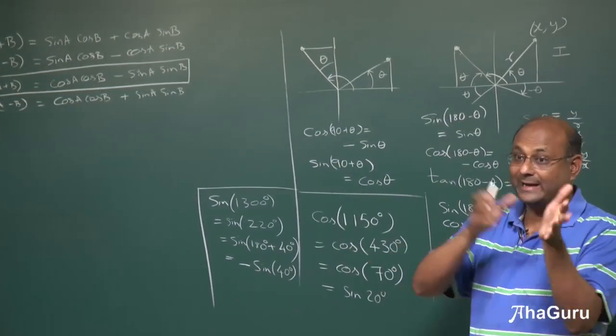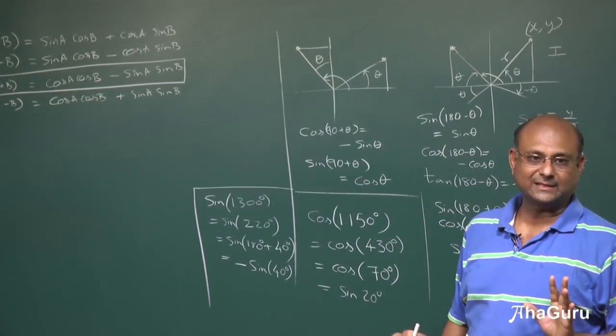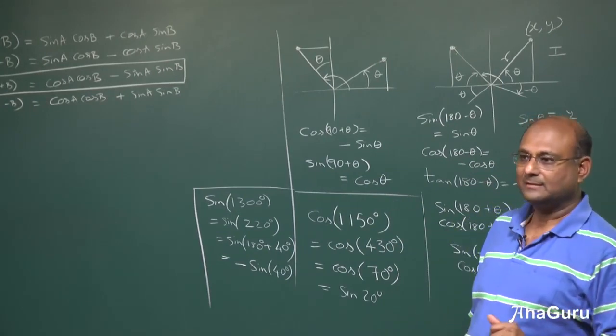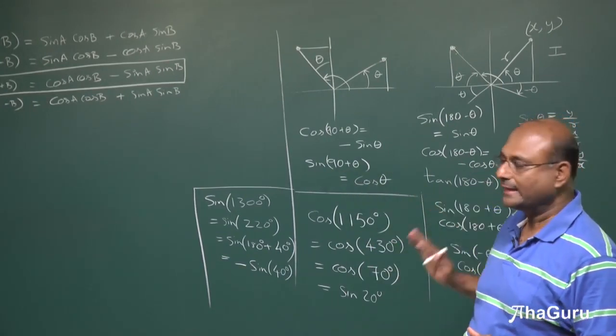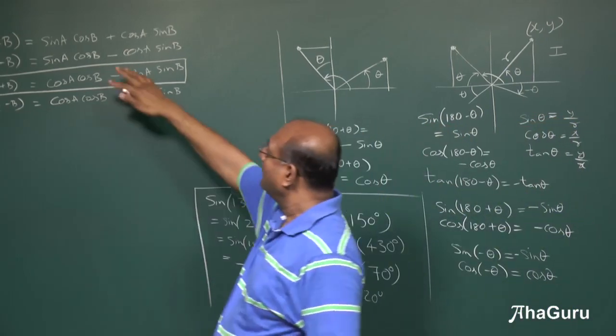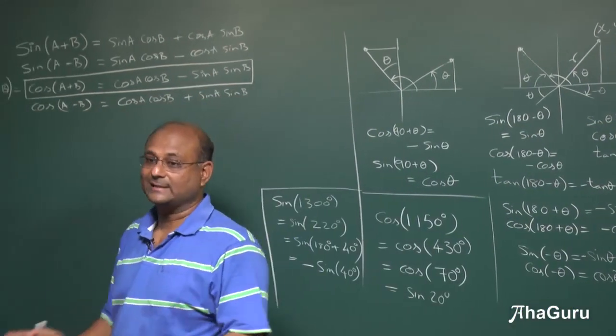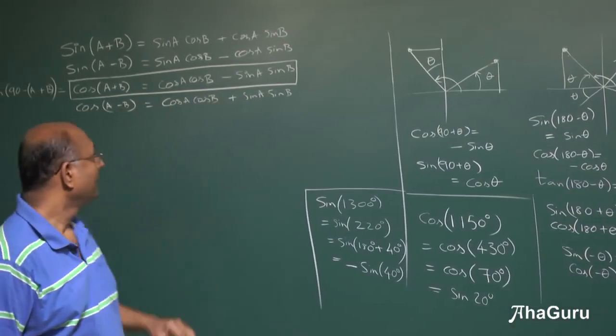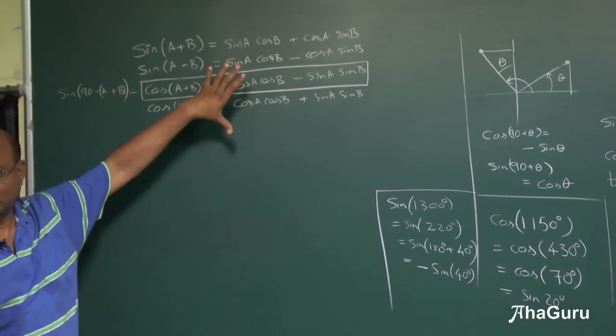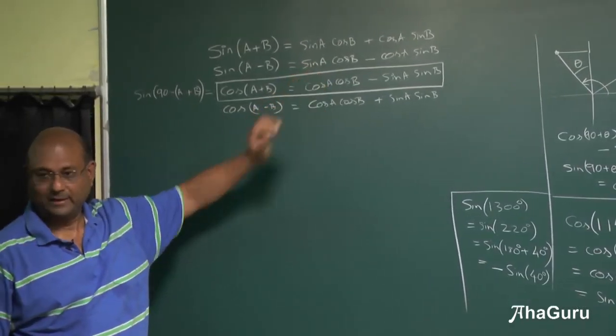You just have to remember 180 plus will make it, keep it as it is. 90 plus will flip, sine becomes cos. And then look at the sign, plus minus sign. But this one you have to know thoroughly as such. Okay. You remember we have already used this a lot, right?